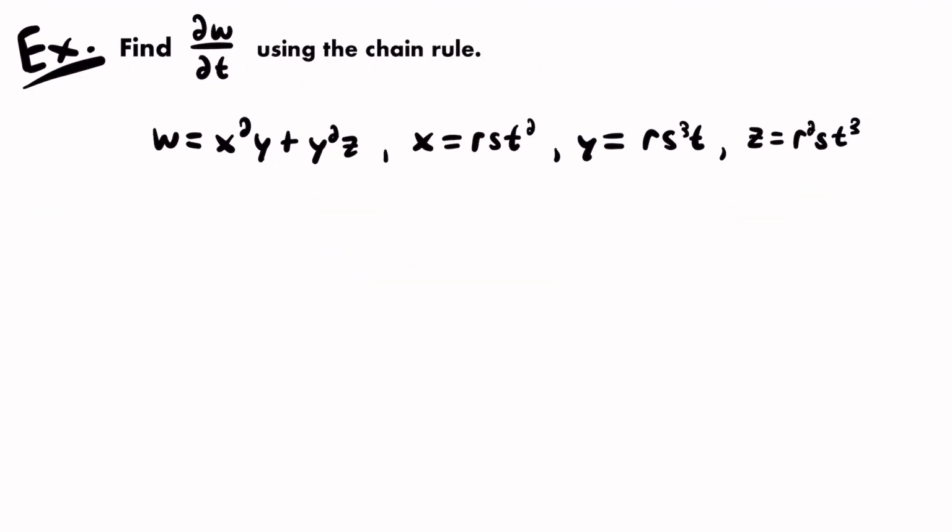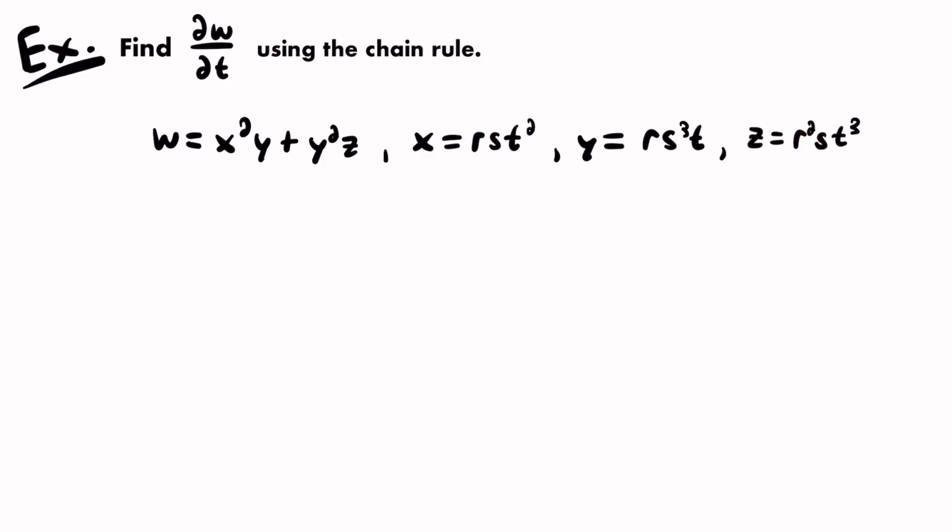All right, so for our last example, we want to find the partial derivative of w with respect to t using the chain rule. And we are given w is equal to x squared times y plus y squared times z, where x is equal to rst squared, y is equal to rs cubed t, and z is equal to r squared s t cubed.